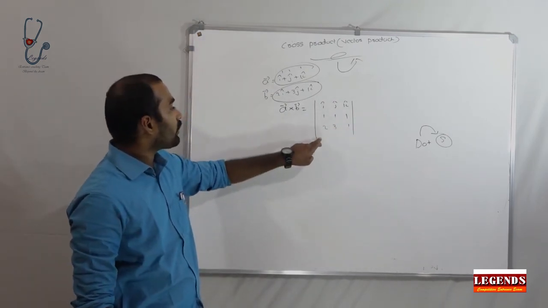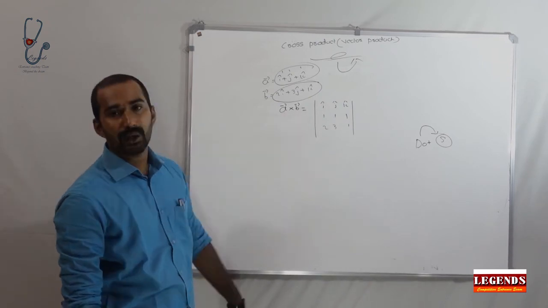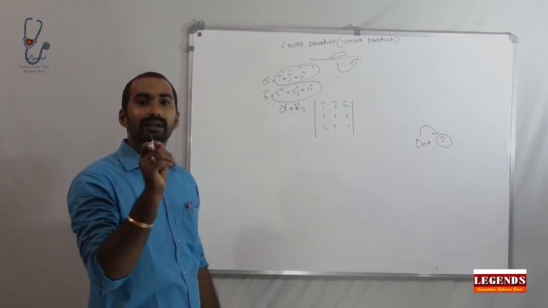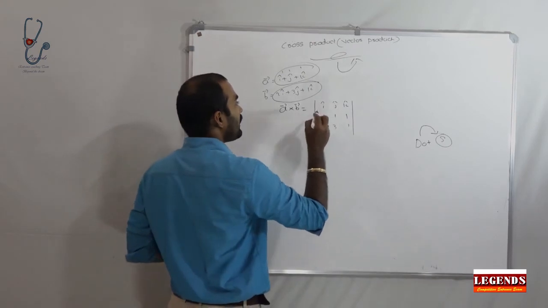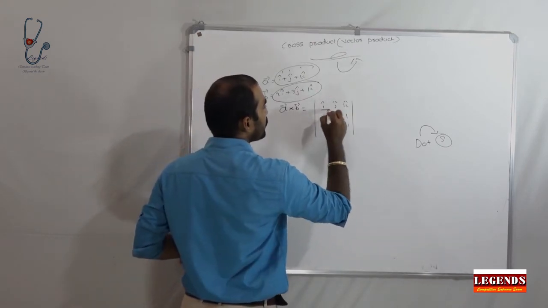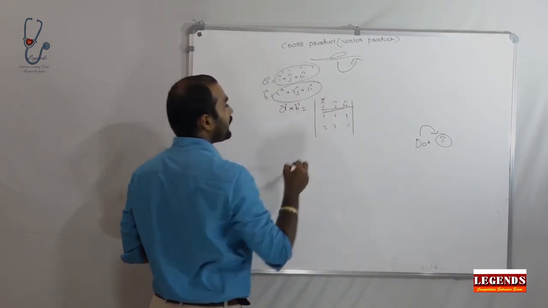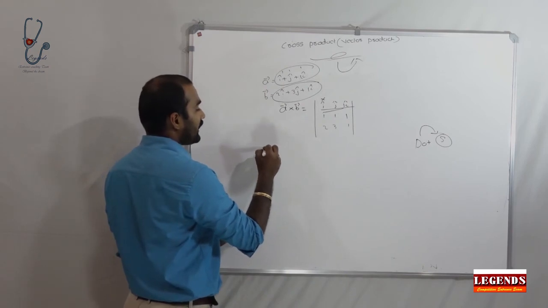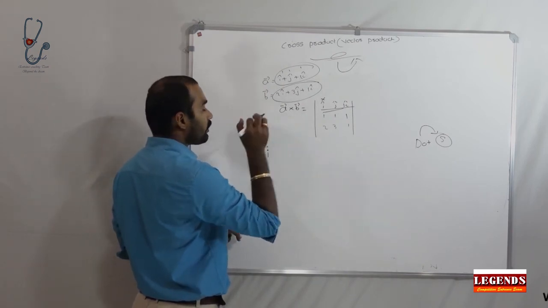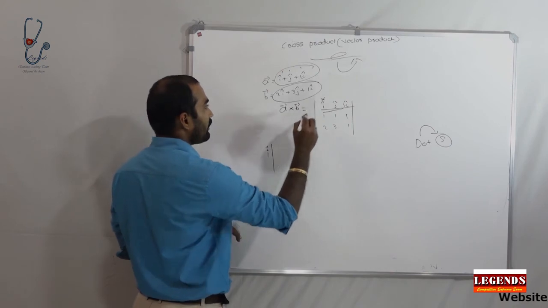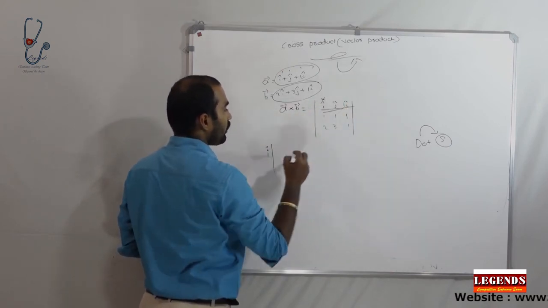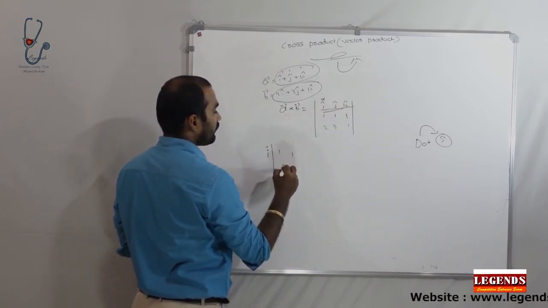Then find the cross product, that means taking the determinant value of the 3 by 3 determinant process. I am opening along the first row. In the first row, what's the leading entry? i cap is the leading entry. Excluding that row and column, what's the remaining one? The remaining one is 1, 1, 3, 1.